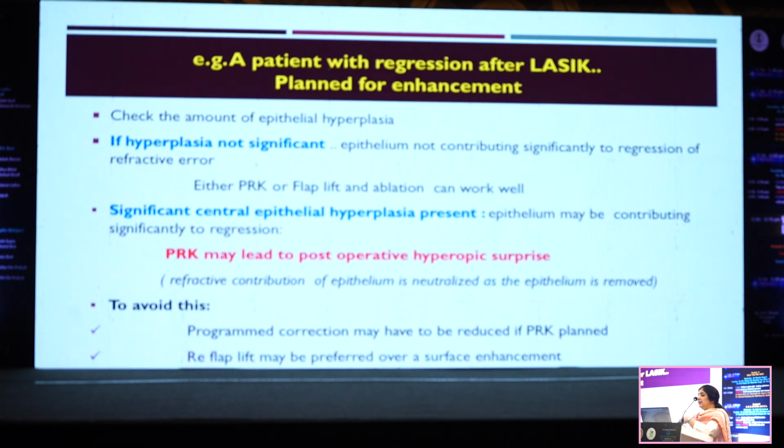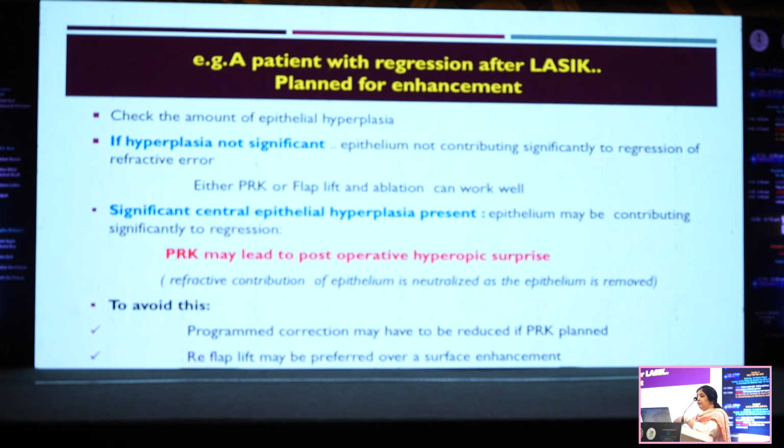If the hyperplasia is not significant, it means that the epithelium is not contributing significantly to regression of the refractive error. And then one could either do a PRK or a flap lift and ablation, and both would work well. On the other hand, if one has a significant central epithelial hyperplasia present, that means that the epithelium may be contributing significantly to the regression.